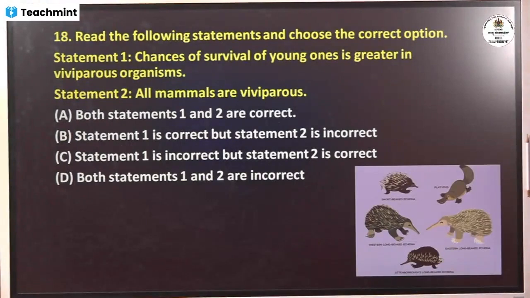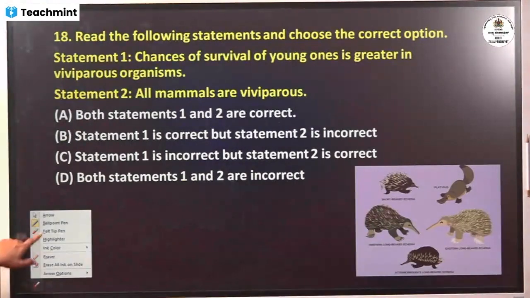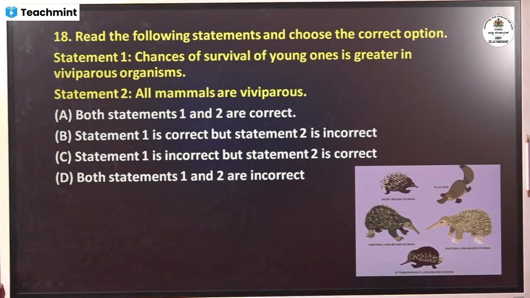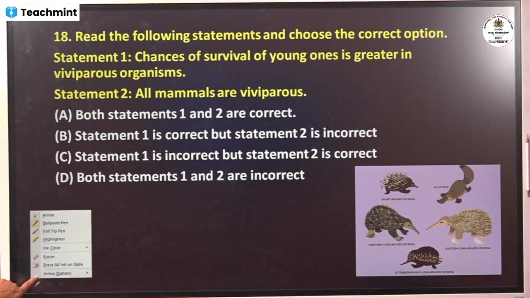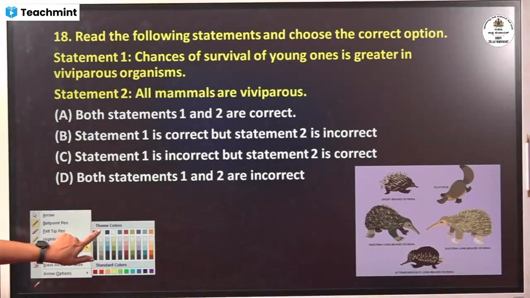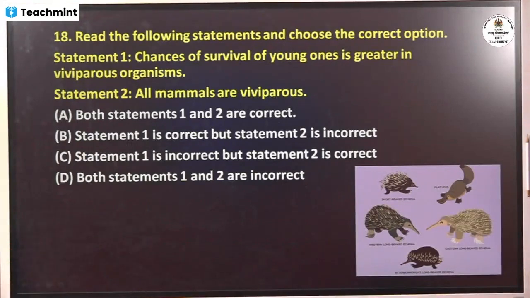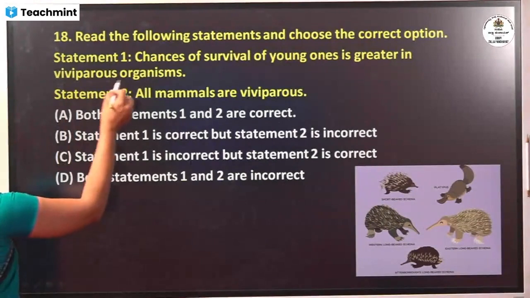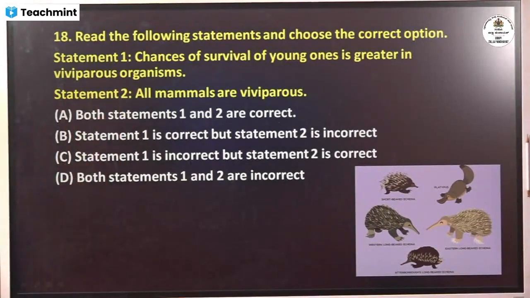Now we will see the first statement. Chances of survival of young ones is greater in viviparous organisms. Okay, it is greater in viviparous organisms, and we know that this is right, isn't it? Whereas statement 2, all mammals are viviparous. Though mammals are viviparous, there are some exceptions to it.